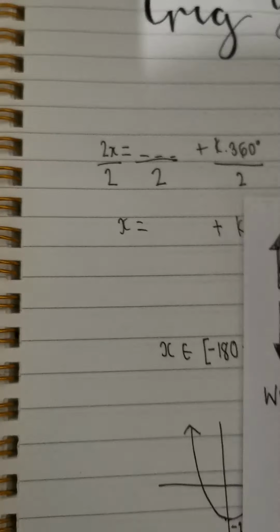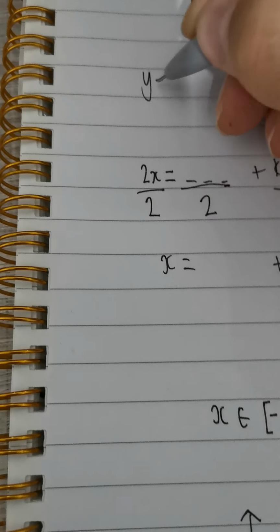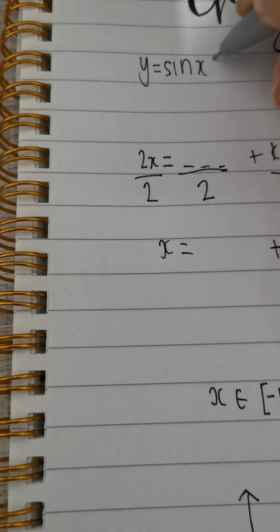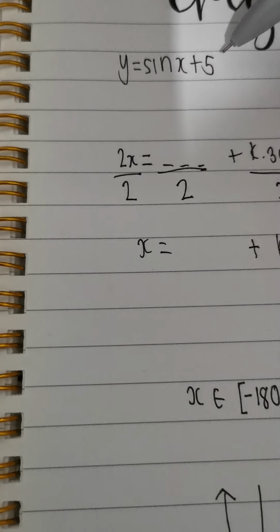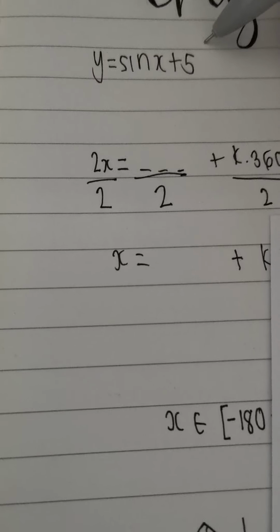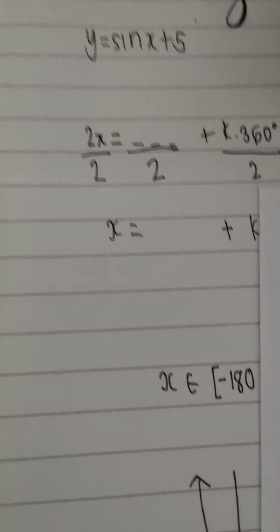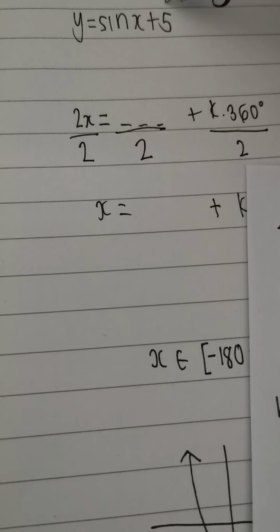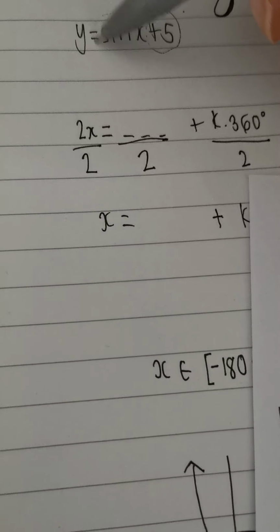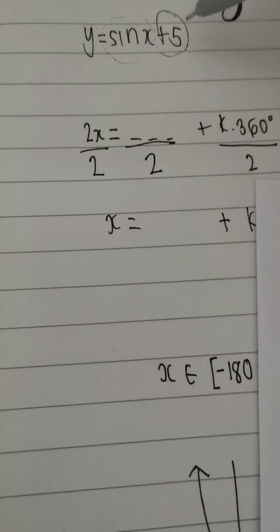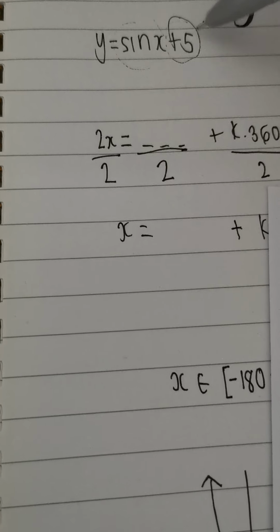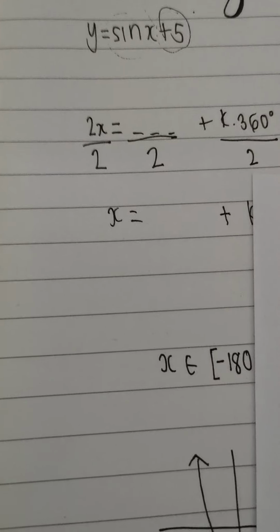How would they write it? Like this: y equals sine x plus 5. This means that I'm shifting my value up by 5. Now, what does this affect? Does it affect the amplitude? Not at all, because this here is not attached to my sine x. It's separate. I'm just adding a constant. So what does it affect?